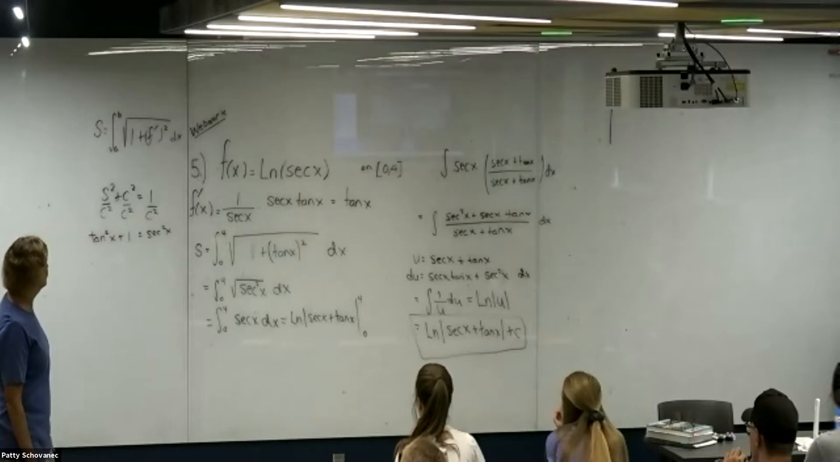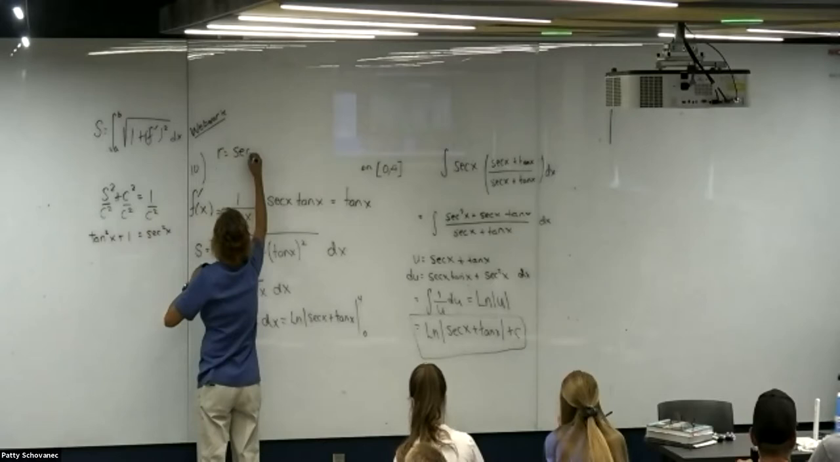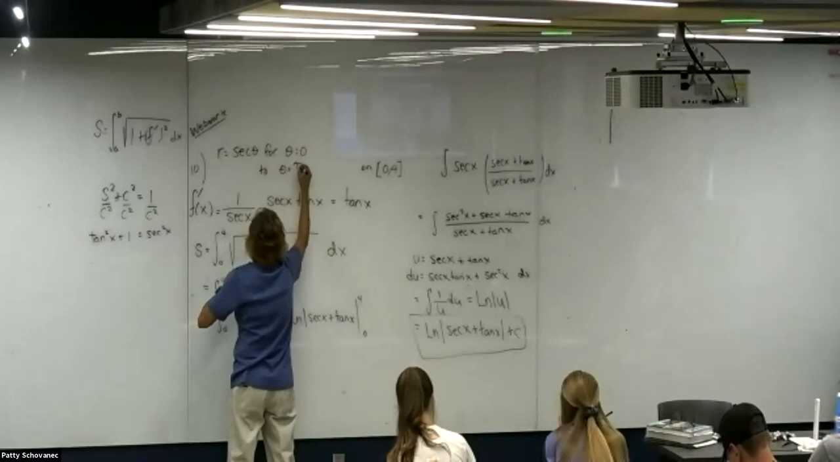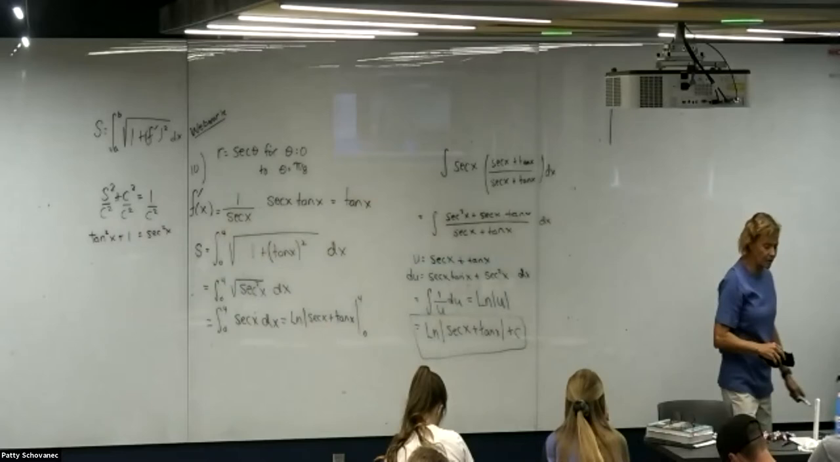Yes, number 10 says sketch the segment r equals secant of theta for theta equal to 0 to theta equal to pi over 8. So I don't know how to sketch that in polar coordinates. And then we have to find its length as an integral in polar coordinates and using geometry. That's trigonometry. You'll see that using geometry is going to be really easy. Trigonometry. We don't like it.